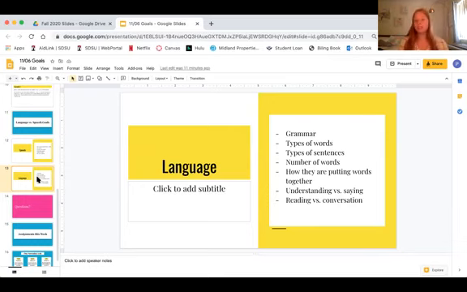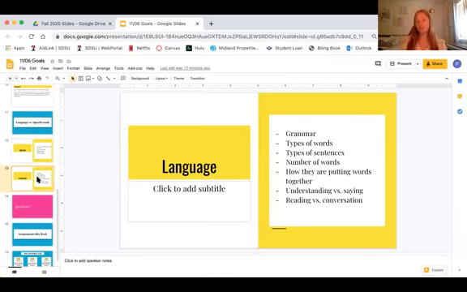Different types of sentences. A child sometimes may only use a commenting sentence, or a requesting sentence like, I want milk, but they're not going to use a negative sentence like, I don't want milk. Or they might not be asking questions. And that could be a type of therapy, integrating different types of sentences. Number of words we've talked about. If they're only saying one or two words, we want to expand that to three or four. How they're putting words together goes along with the grammar thing we talked about.